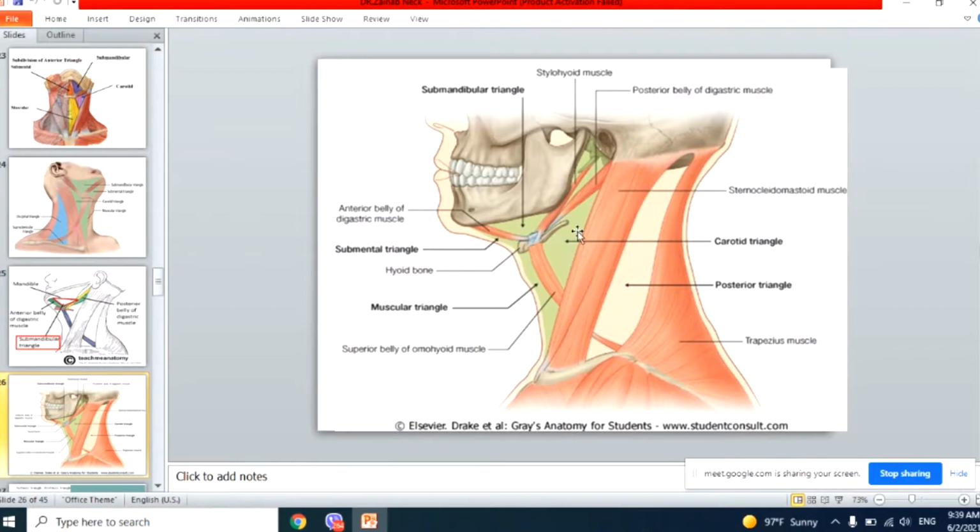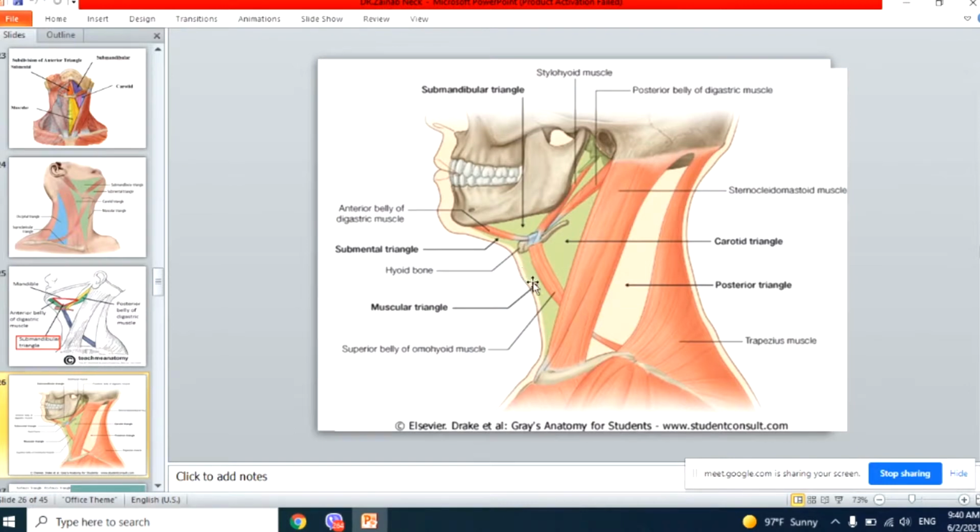We have the carotid triangle, a very important triangle. What is the boundary? As you know, this big muscle is the omohyoid muscle, which has two parts, the superior belly and inferior belly. The boundary of the carotid triangle is formed by the superior belly of the omohyoid muscle, the sternocleidomastoid muscle, and the posterior belly of the digastric muscle.